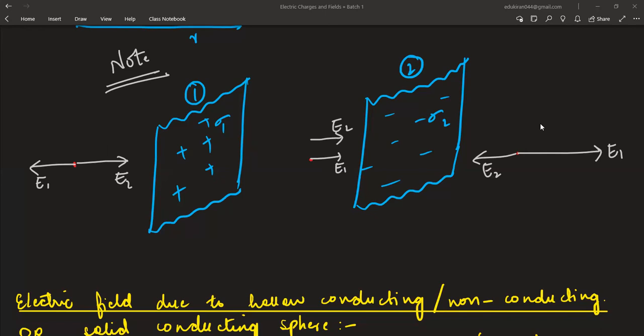So individual is very easy, you can just write sigma divided by 2 epsilon, and you will be able to manage wherever it is asking. But if double sheets are given, that I'll discuss with you. If values are given, you can put them in and get your answers.